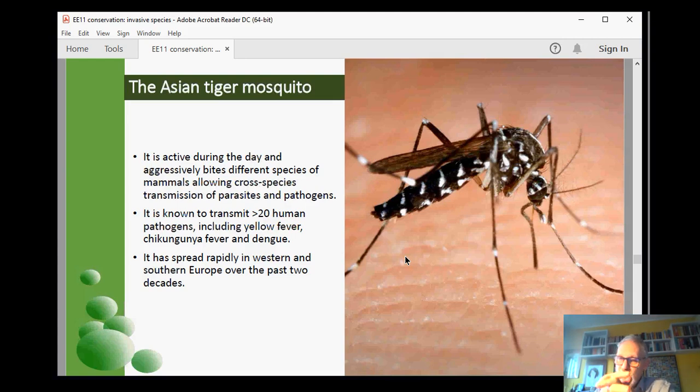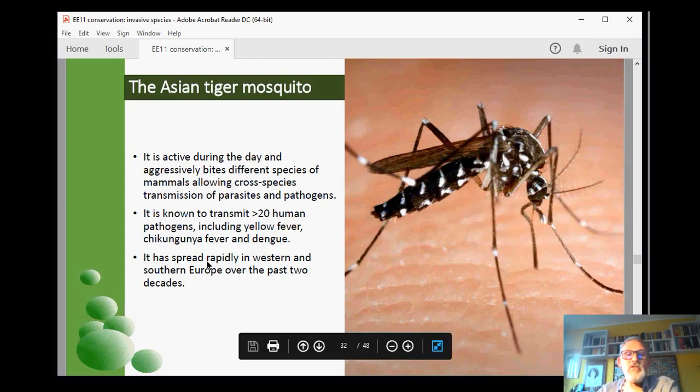It's not just crepuscular. They don't just come out at twilight. But they also bite any species. They bite across dogs, cats, all sorts of different mammals. And it's known that they're able to transmit at least 20 known viruses to people.